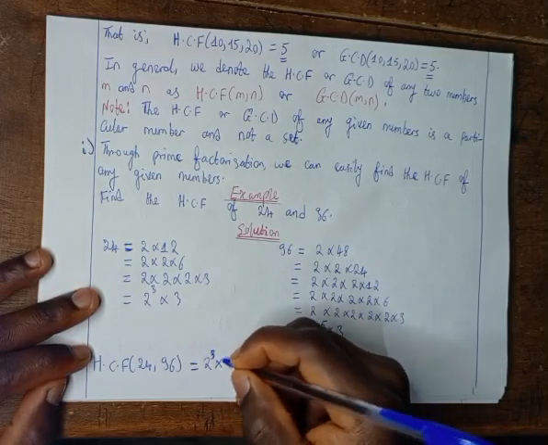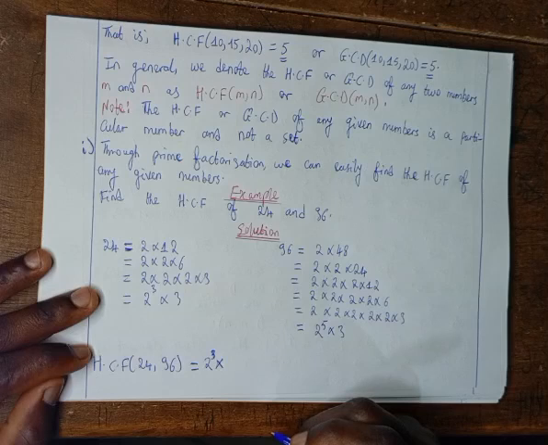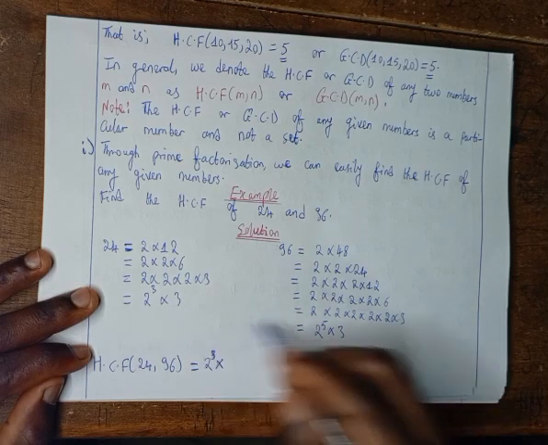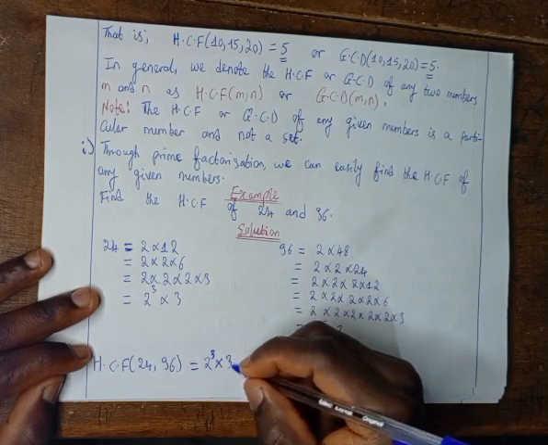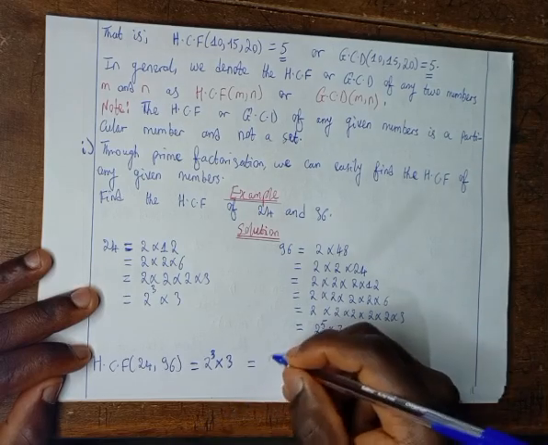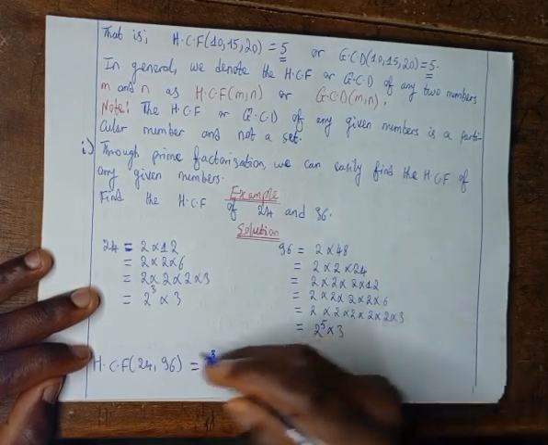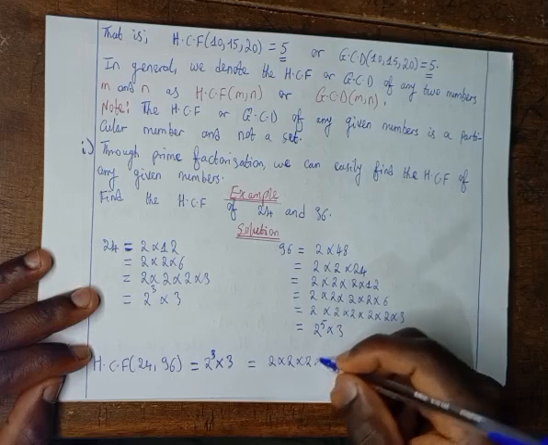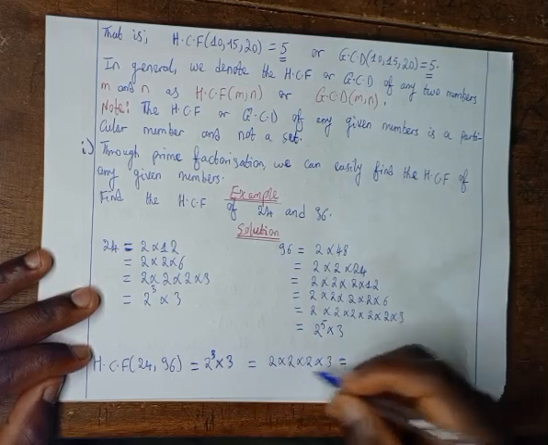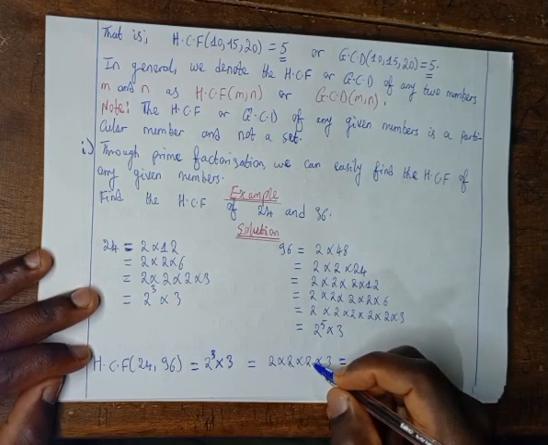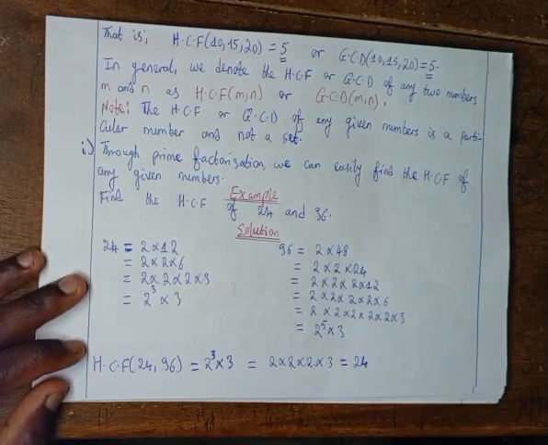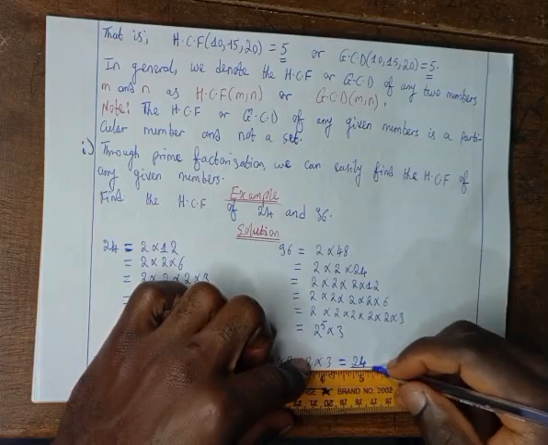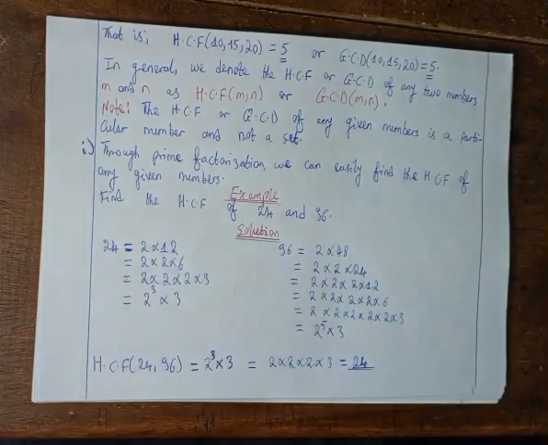Then we are going to multiply it with the next prime factor, which is common in the two numbers. 3 is common, and 3 is to the power 1. So we are going to multiply by 3 to the power 1. So this will simply be equal to 2 times 2 times 2, we know 2 is to the power 3, then times 3. So this will be 2 times 2 gives us 4, times 2 is 8. 8 times 3 gives us 24. Therefore, 24 is the highest common factor of the numbers 24 and 96.